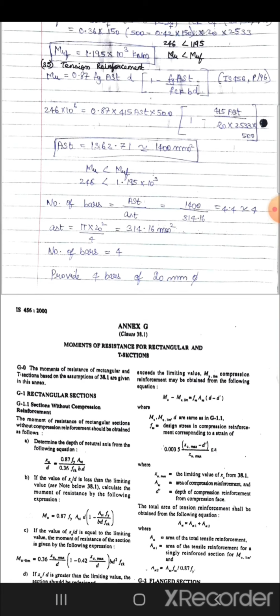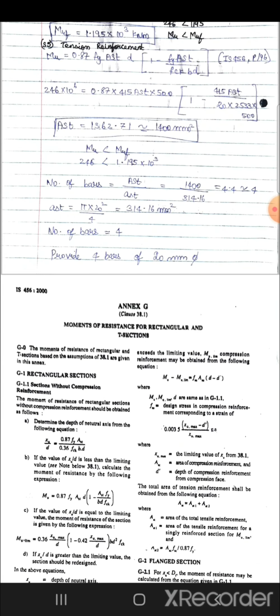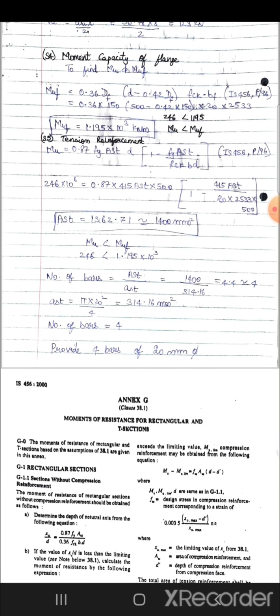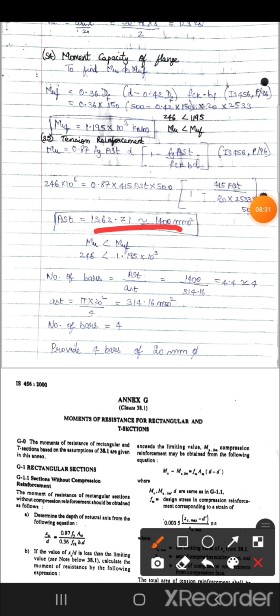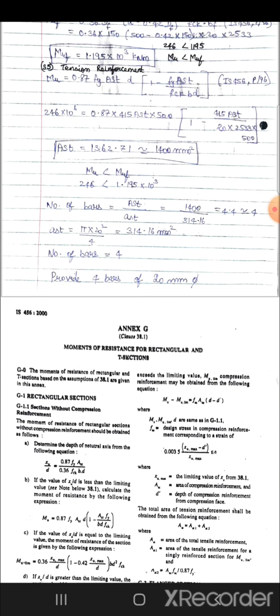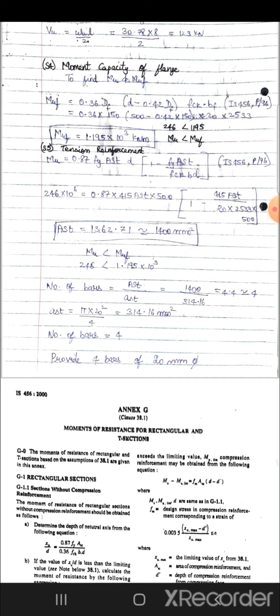Next, we must find the number of bars. The number of bars formula is Ast by small ast. Small ast formula is pi d square by 4. D is taken as 20 mm dia and the answer is 314.16 mm square. So the number of bars is 4.4, which is rounded as 4 bars. So we are providing 4 bars of 20 mm dia in tension reinforcement.